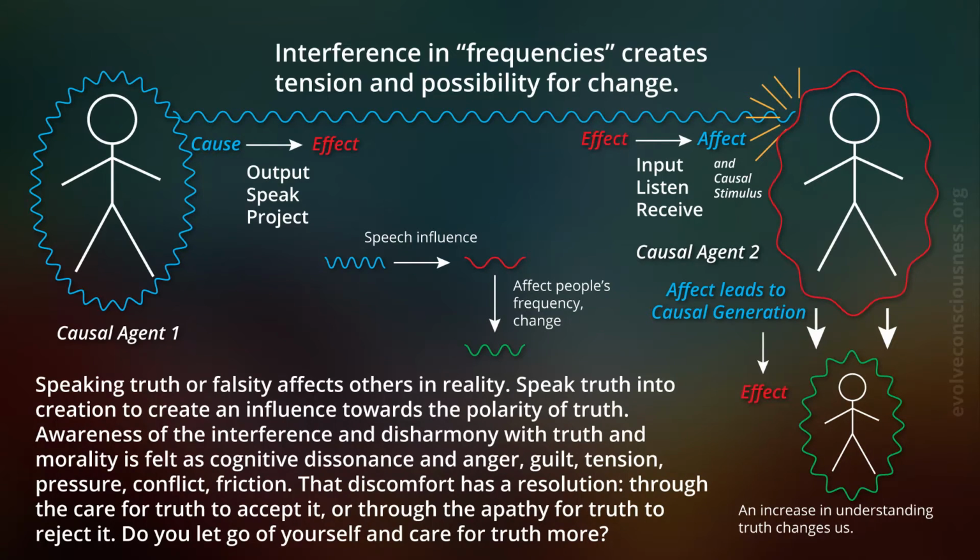Speaking truth or falsity affects others in reality. Speak truth into creation to create an influence towards the polarity of truth. Awareness of the interference and disharmony with truth and morality is felt as cognitive dissonance and anger, guilt, tension, pressure, conflict, friction. That discomfort has a resolution through the care for truth to accept it, or through the apathy for truth to reject it. Do you let go of yourself and care for truth more?